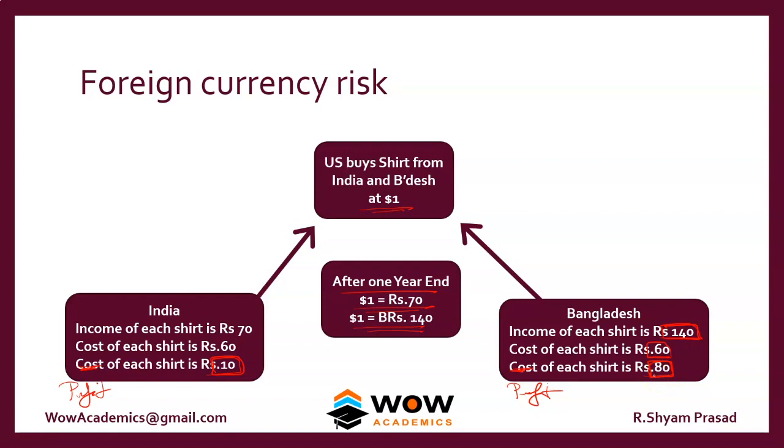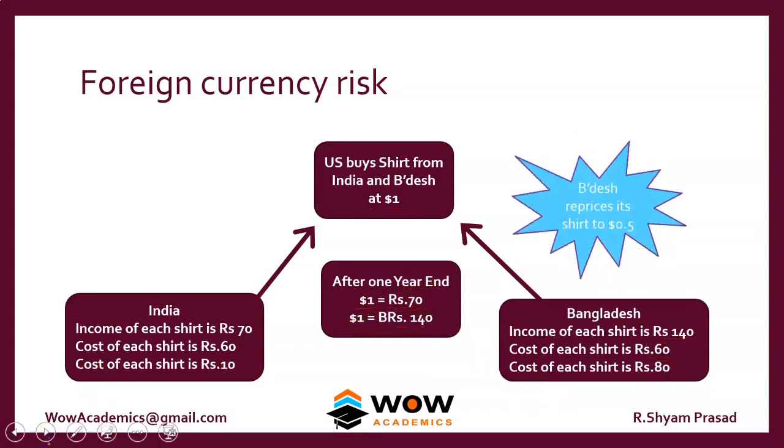How is it possible? It is possible because of the exchange rate. Okay, so the exchange rate is moving in favor of Bangladesh and against India, but the exchange rate of India is the same 70 rupees only. So what would happen? See, Bangladesh, in order to effectively capture the market, what they will do is they will try to reprice their shirts to 0.5.